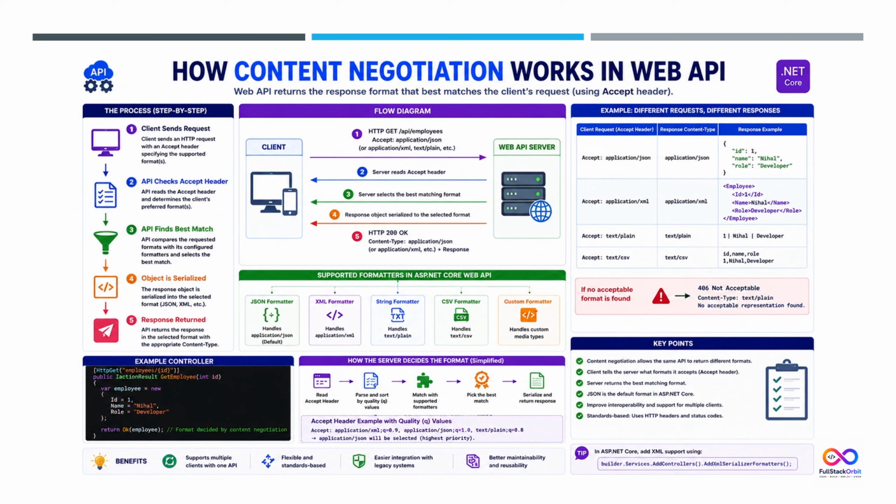Now let's see the example here. Now look at the sample controller shown in the diagram. Here you can see we are returning OK employee. Notice that the code does not explicitly return JSON or XML. It only returns an object. The content negotiation automatically decides the response format based on the client accept. This is one of the biggest advantages of content negotiation.